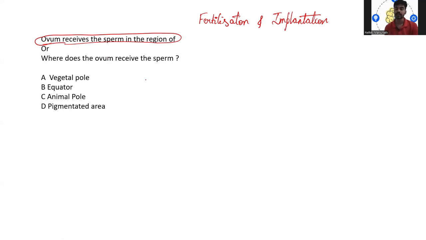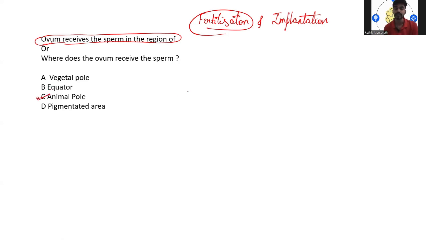We know that the process of fusion of the sperm and ovum is called fertilization. During this fertilization, the sperm come in contact with the ovum, and later fertilization happens, as we know. So by seeing the options, what could be the correct guess? Animal pole could be the correct guess.